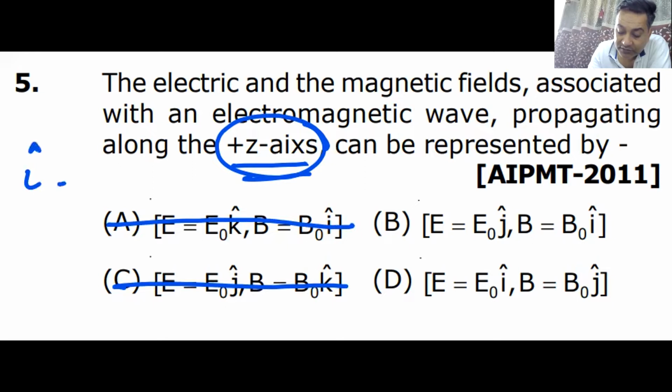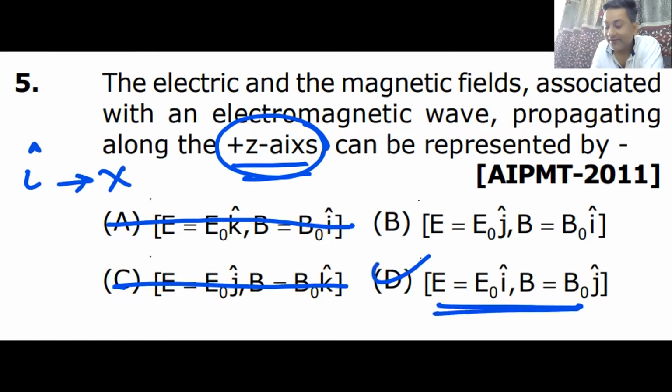Remember, i vector is along x-axis. Do you remember this? i cross j is k. That is correct, sir. That is what I was waiting for. i cross j is k. Do you remember it? Yes, sir. That is what you need to remember.